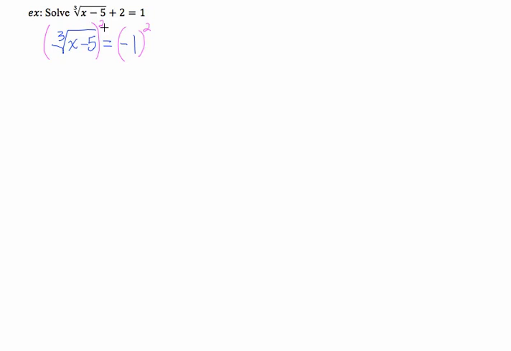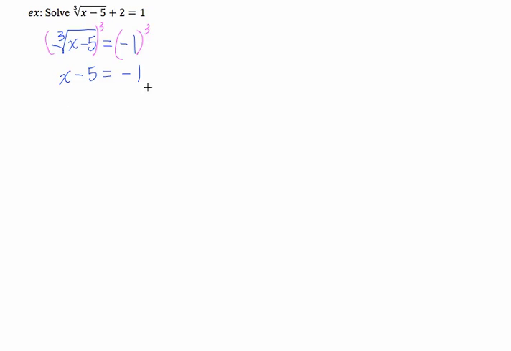They don't cancel. So instead of squaring both sides, if you have a cubed root, you would actually need to cube both sides in order for this cubed root and that cube to cancel. So it just depends on what the index is. If it was the 4th root, you would raise both sides to the 4th power. And that's the only difference between solving this and solving the square roots.